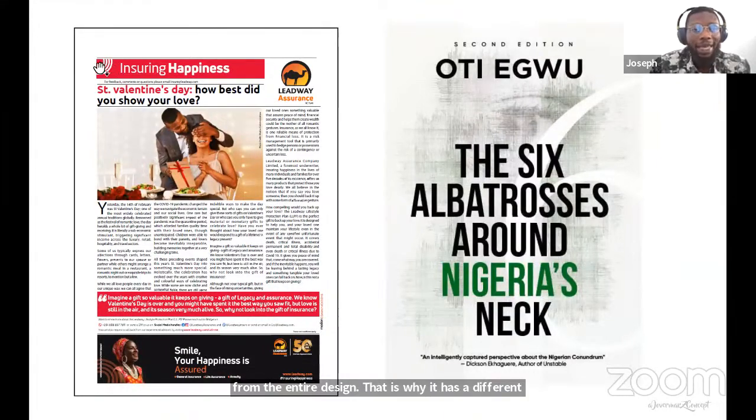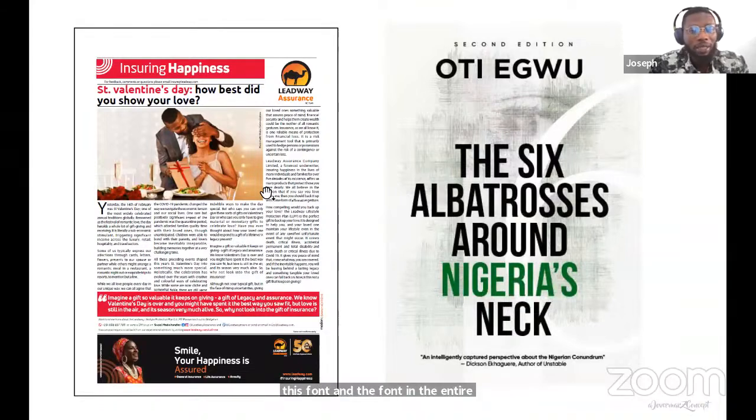Now let's move on. This "ensuring happiness" is the same font as "smile, your happiness is assured." Same font. Now, "St. Valentine's Day, how best did you show your love?" This font and the font in the entire article is the same. So you can stick to one font or you can stick to two, depending on what works for the article or the project. Do you get? One or two fonts is okay.